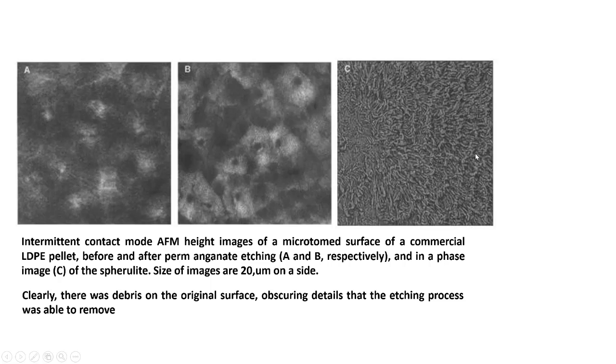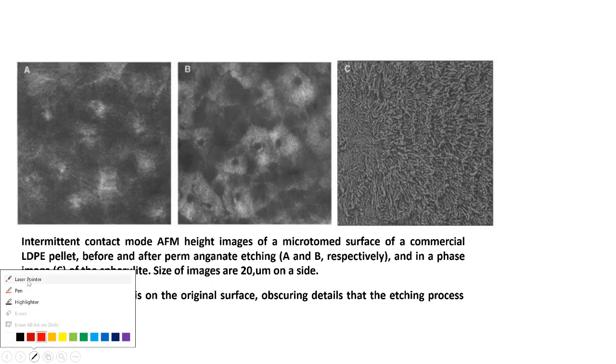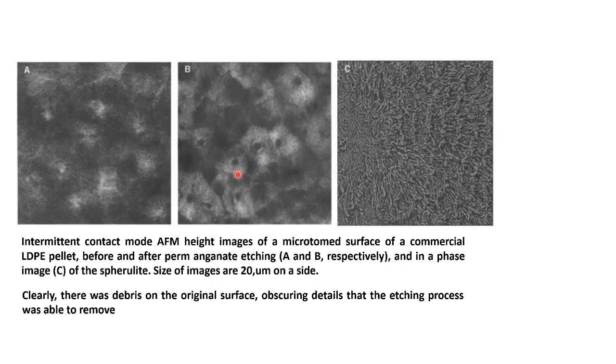And the image shows the spherulite size. So it is around 20 micrometers on the side, so this is also very clearly visible. And there is debris on the original surface, so those kinds of details can be observed. After the etching, the debris was removed, so we can see the clear image of our LDP pellet.